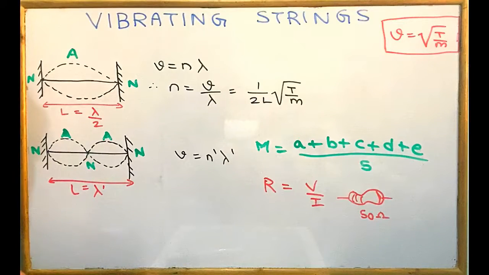Well, then what does resistance depend on? Resistance depends on rho, L and A. It depends on the material, the length, and the area of cross section. So same logic here.